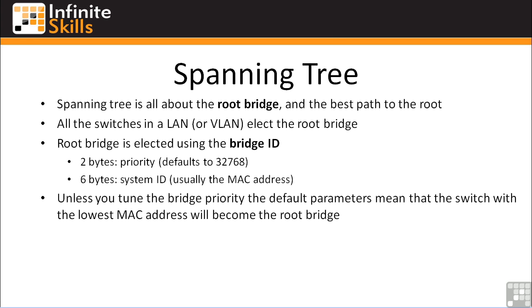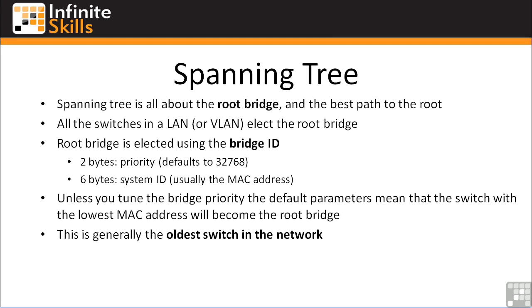Now, unless you tune the bridge priority, the default parameters, where every switch has the same priority and every switch uses its MAC address as the system ID, all of that means the switch with the lowest MAC address will become the root bridge. Now, if you go look at some of your hardware, and you'll see this when we get into our lab, because MAC addresses are assigned sequentially by most manufacturers, this generally means that the oldest switch in your network by default will become the root of Spanning Tree.